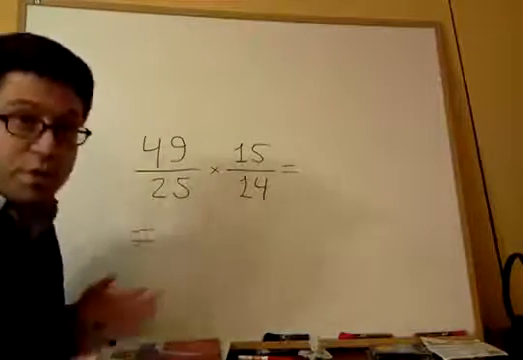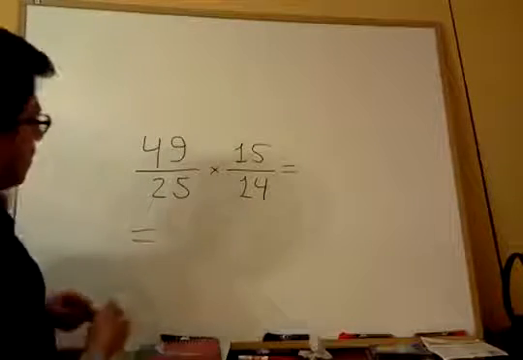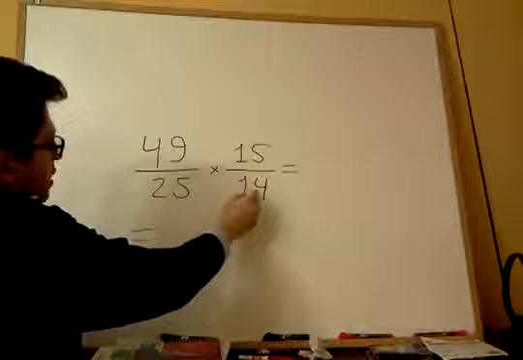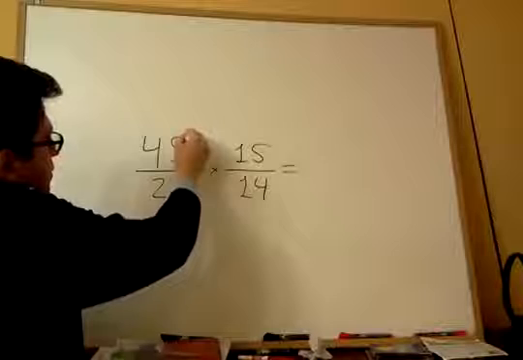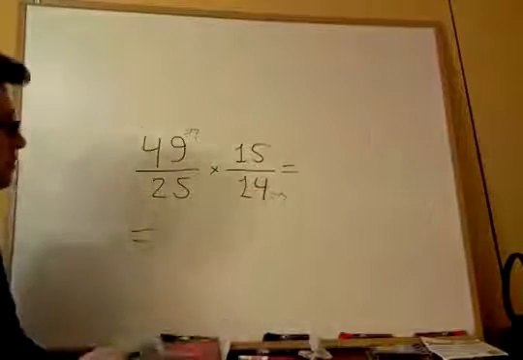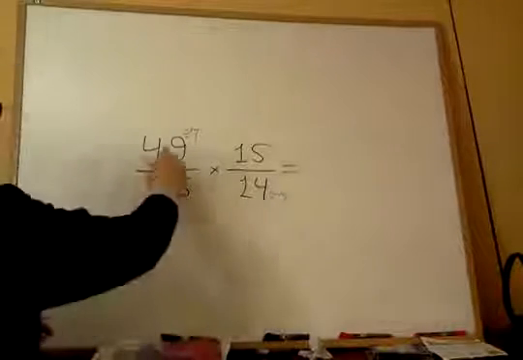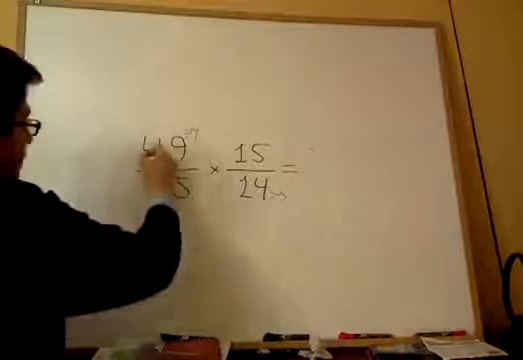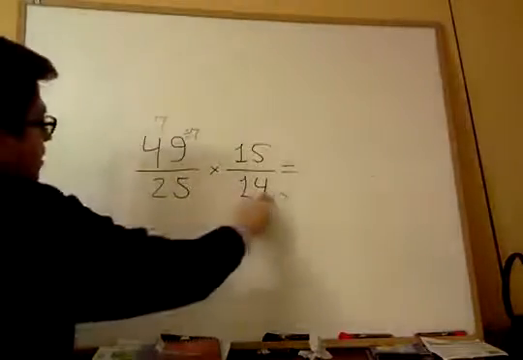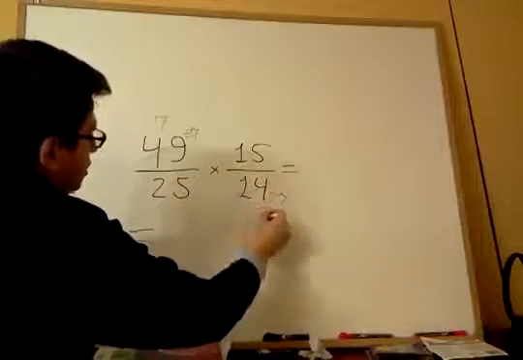Can I reduce before I multiply? Yes, I can. Okay, let me look like this. 49 and 14, they are both divisible by 7. So 49 divided by 7 will be 7, so I cross it, I write 7 instead. And 14 divided by 7 is 2, so I cross 14, I write 2 instead.